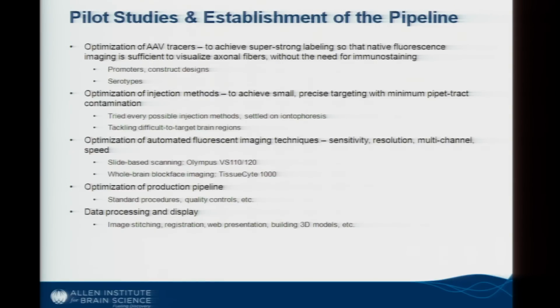We have been optimizing the AAV tracers to achieve really strong labeling so that the native fluorescence is sufficient to visualize all the axonal fibers without a need for doing laborious immunostaining. We have also optimized our injection method to achieve small, precise, and reliable targeting without much contamination. And we have also optimized our automated fluorescent imaging technique to achieve the desired sensitivity, resolution, and speed.